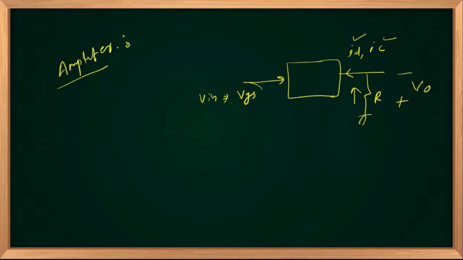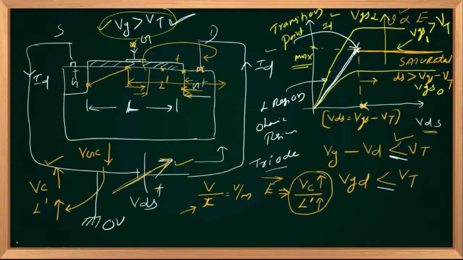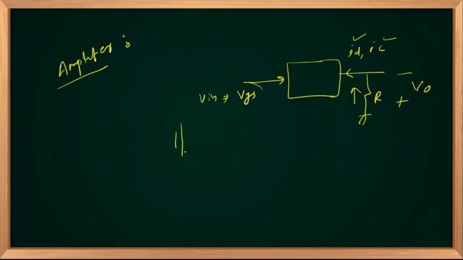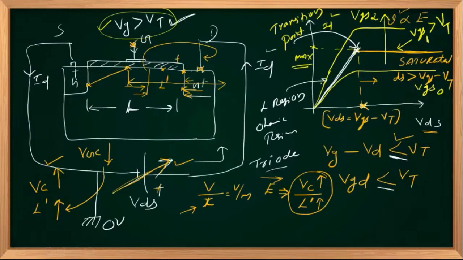in which region? Saturation or linear? Please don't confuse the linear region with the amplifier. Linear region here implies your MOSFET output current, drain current, increases with which voltage? VDS. Output voltage and output current are linear in the linear region. See this VDS output voltage on the x-axis, ID output current on the y-axis.